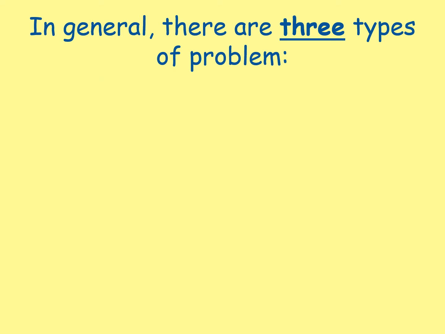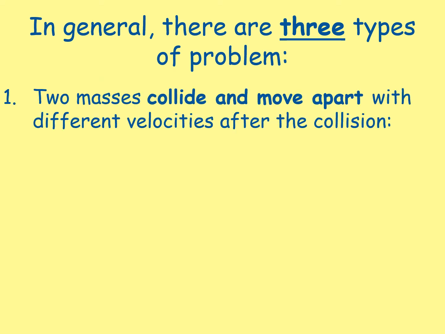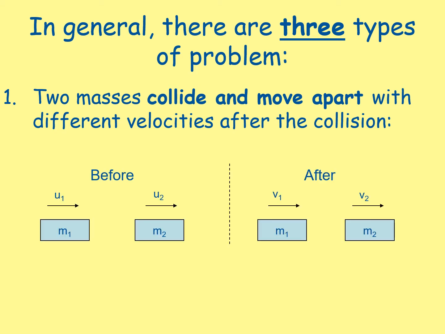In general, there are 3 types of problem. The first type is when two masses collide and move apart with different velocities after the collision. Here we have 2 separate masses moving at 2 separate velocities beforehand, and after they're still 2 separate masses with 2 separate end velocities. We write this as m1u1 plus m2u2 equals m1v1 plus m2v2.